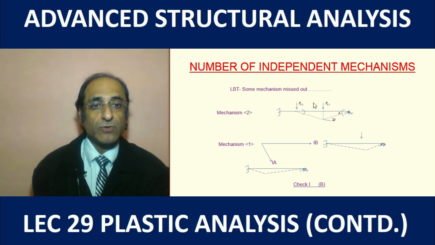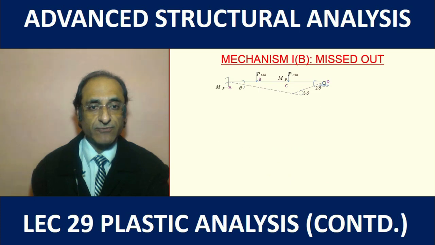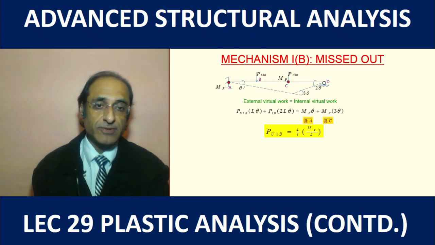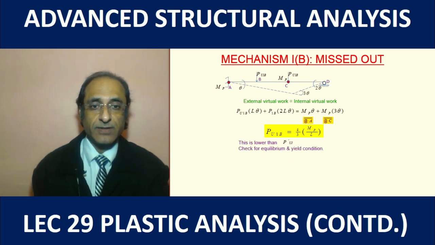So we have ruled out mechanism 2, we have ruled out mechanism 1A. So let's check for 1B. This is the mechanism, and we have the hinges at A and C. If we use the virtual work method, we find the value of the ultimate failure load as 4/3 MP/L. This is good news because this is lower than what we had found from the other mechanism, right? So it's lower than PU1. Let's now check for the equilibrium and the yield condition.